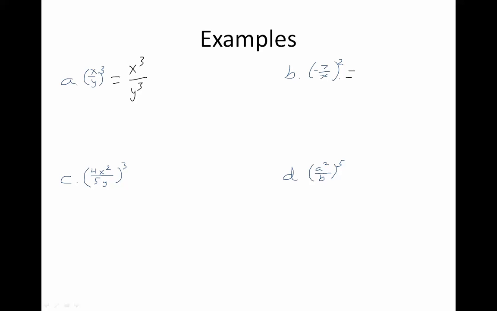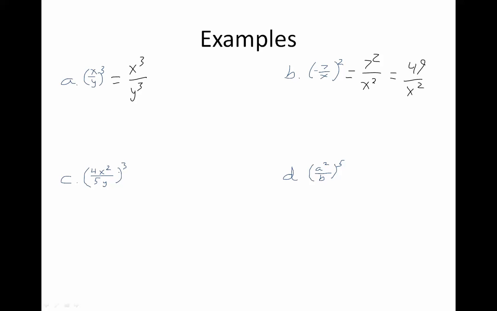It becomes positive. So this is 7 squared over x squared, which we might call 49 over x squared, just because 7 squared is an easy one to do in our heads, right? Notice how, though, this is positive. Because the negative is inside the parentheses, it became a negative times a negative, which made it a positive.